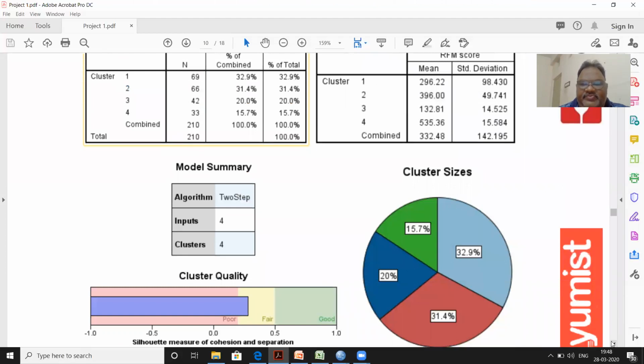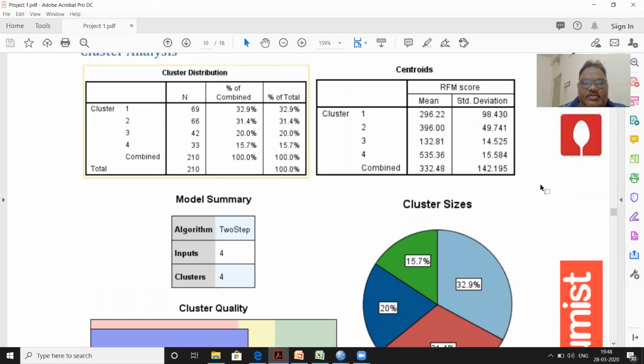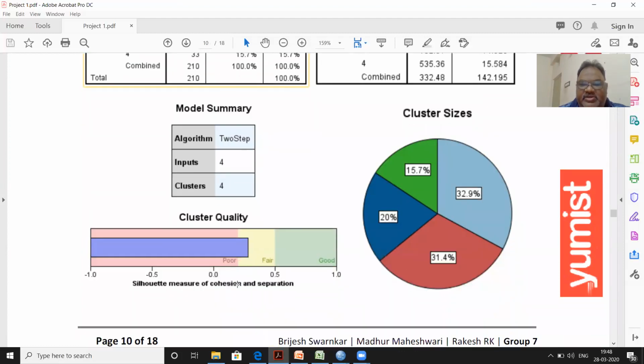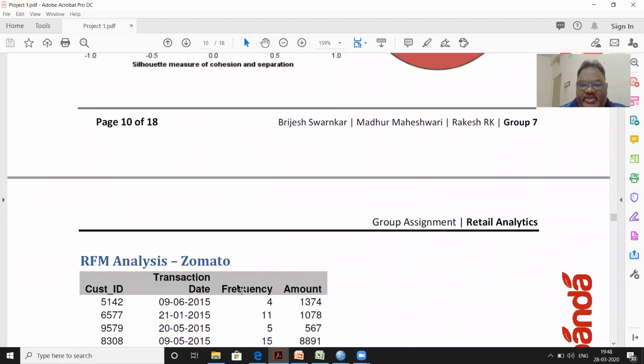Again, if you see the cluster, we already explained it. This is the cluster analysis. Cluster 1 is 69, cluster 2 is 66, cluster 3 is 42. So it means that 32.9 customers are in option number 5.